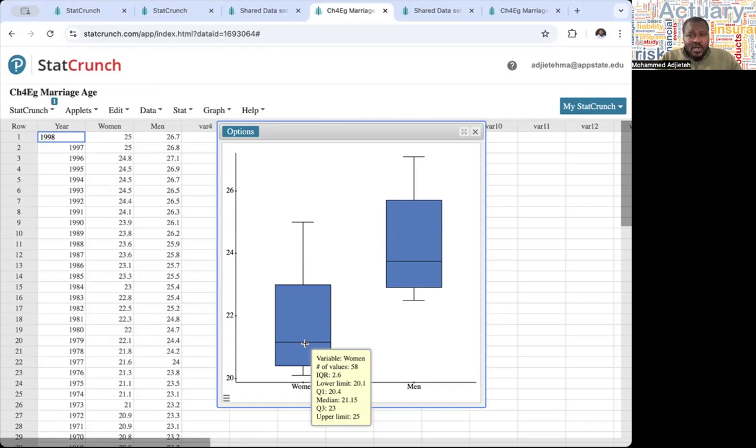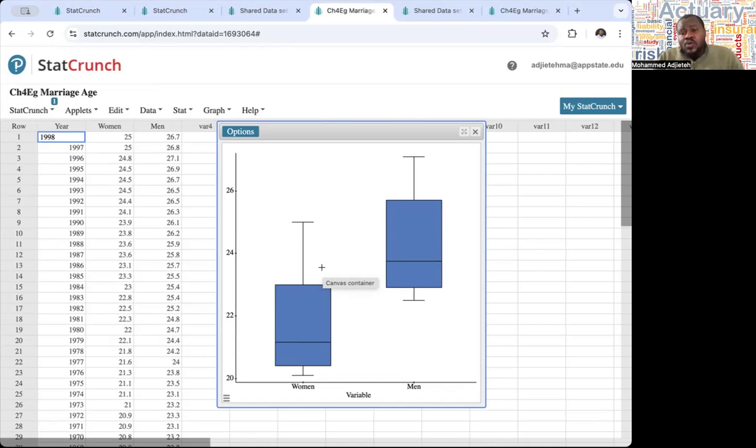Or we can say that men in the US seem to marry later in life than women, right? So we've been able to answer this. They do not marry at the same age, but instead, men marry later in life in the US than women, based on this data set. So you see the importance of using box plots when we have groups, right? We use box plots for quantitative variables.